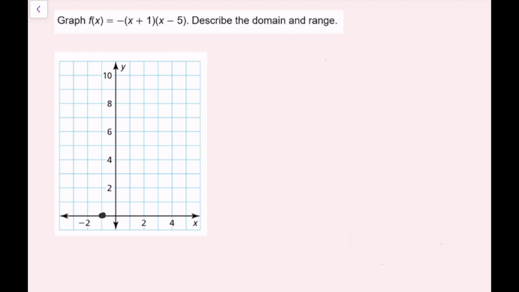So what I can do here is figure out my intercepts. We are in intercept form. So I see that in this parentheses, I have x plus 1, and then here I have x minus 5. So I can quickly just set both of these things inside the parentheses equal to 0. So x plus 1 equals 0, and x minus 5 equals 0.